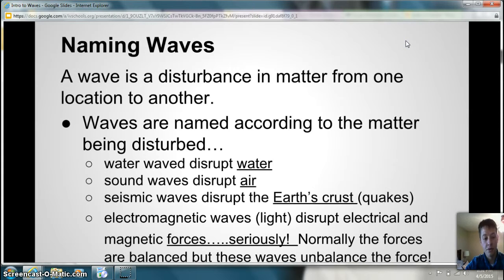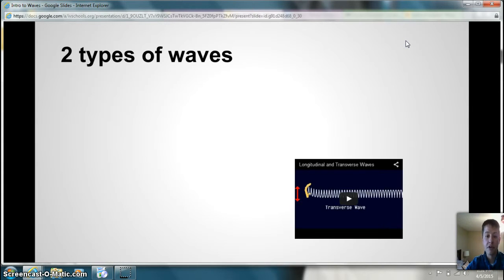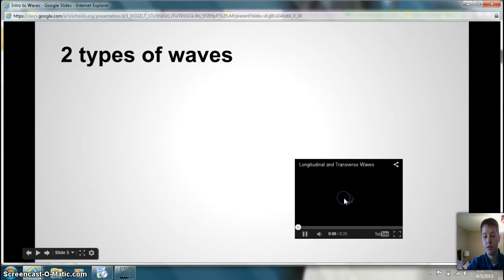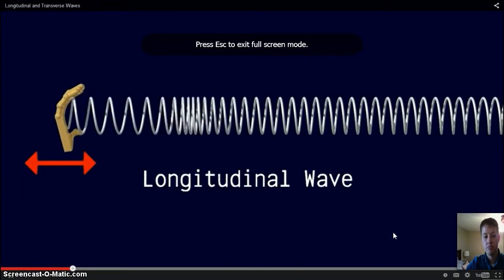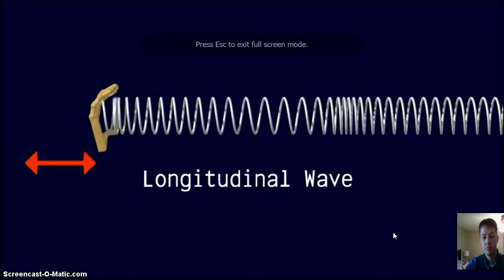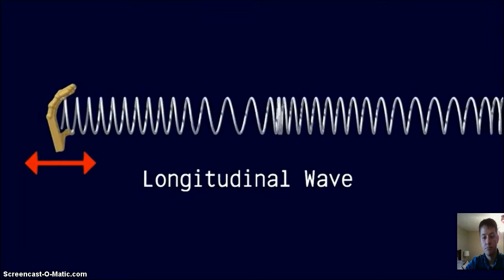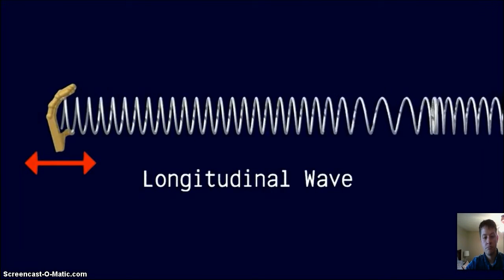Now, all of these waves, whether we're talking about water, sound, seismic, or electromagnetic, they all fit into two camps. Let me quickly play this video to show the two types of waves. In a longitudinal wave, the disturbance that makes up the wave is along the direction in which the wave travels. Longitudinal waves are also referred to as compression waves.